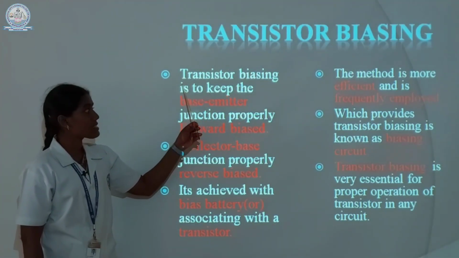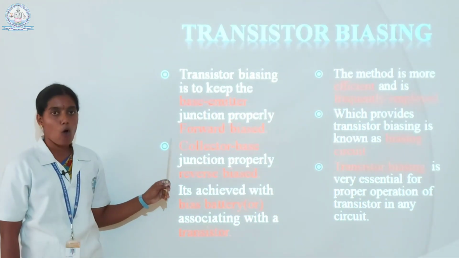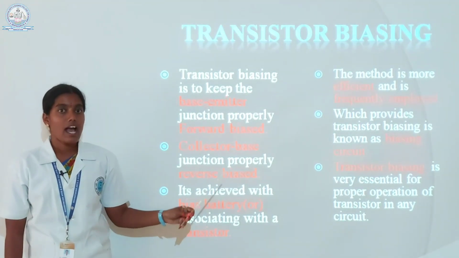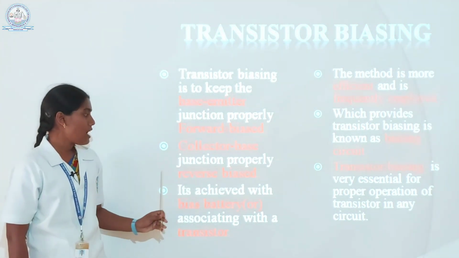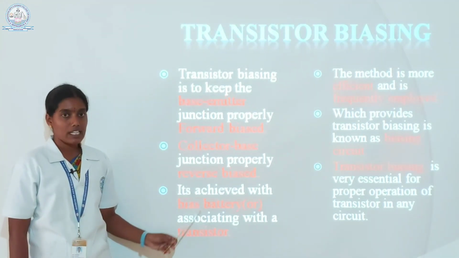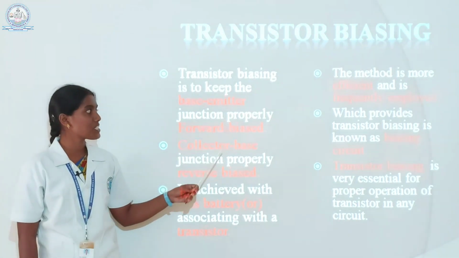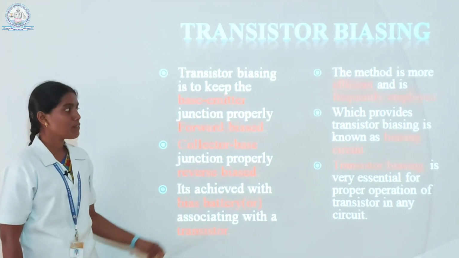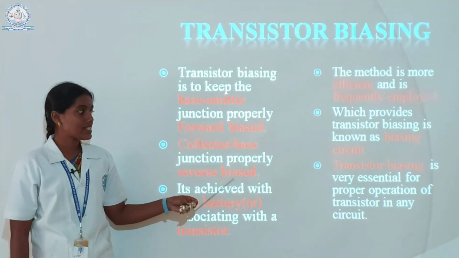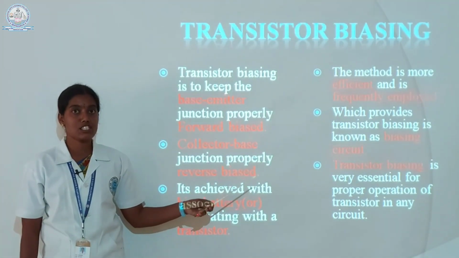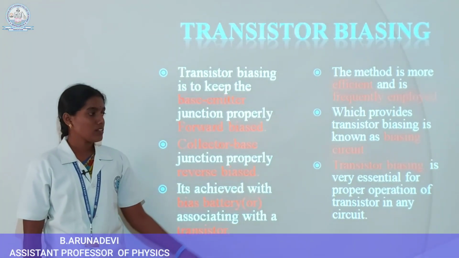Transistor bias. Transistor bias keeps the base-emitter junction properly forward biased and the collector-base junction properly reverse biased. It is achieved with bias batteries. The method that is most efficient and frequently employed, which provides transistor bias, is known as a bias circuit. Transistor bias is very essential for a transistor to operate in any electrical circuit.